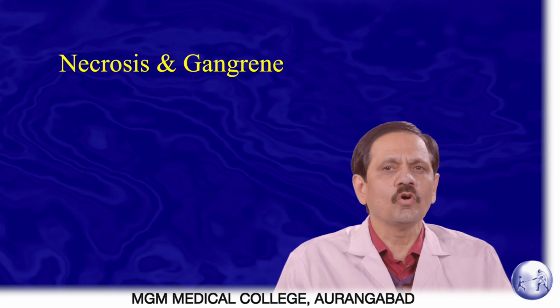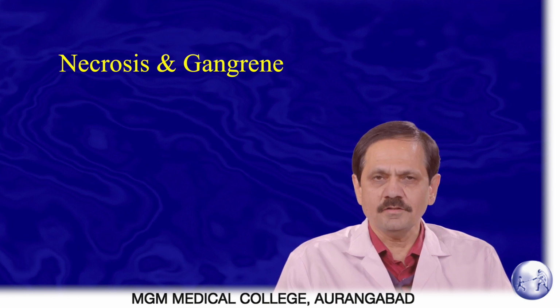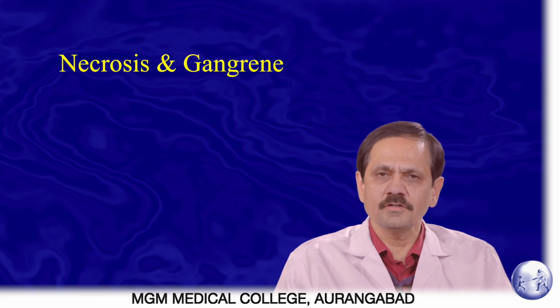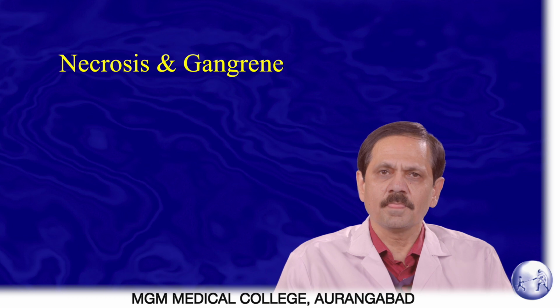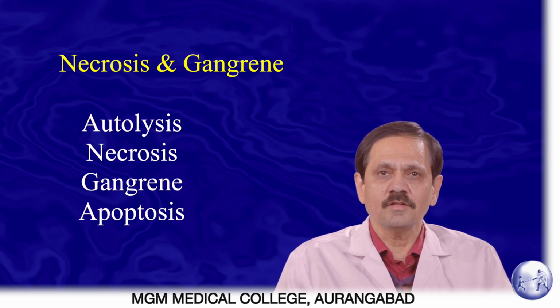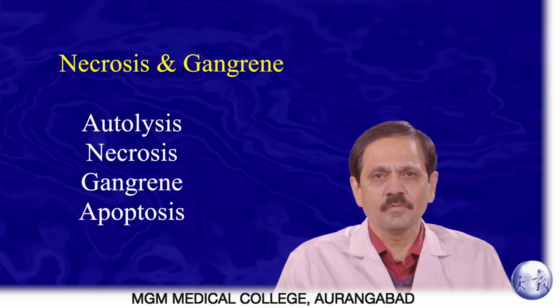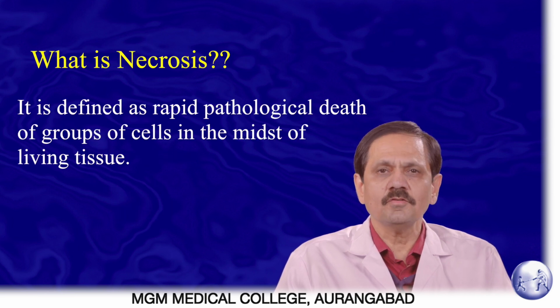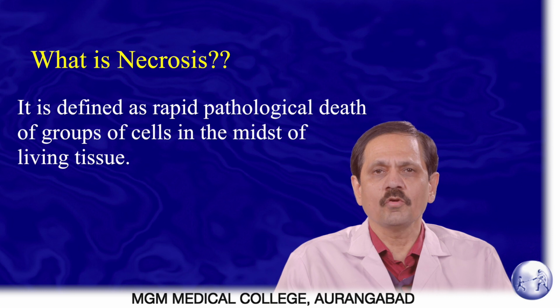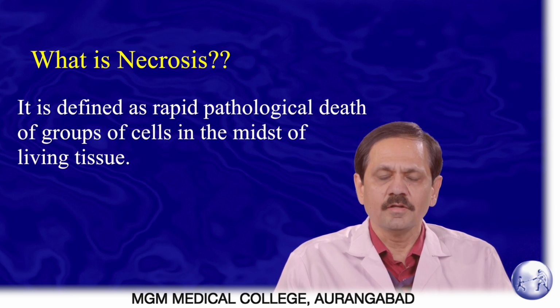Reversible changes are commonly seen in degeneration, like cloudy degeneration, hydropic degeneration, and early changes of fatty degeneration. But irreversible changes are commonly seen in necrosis, gangrene, autolysis and apoptosis. So, what is necrosis? This word has been derived from the Greek word meaning corpse, that is a dead body. In short, it is cellular death.